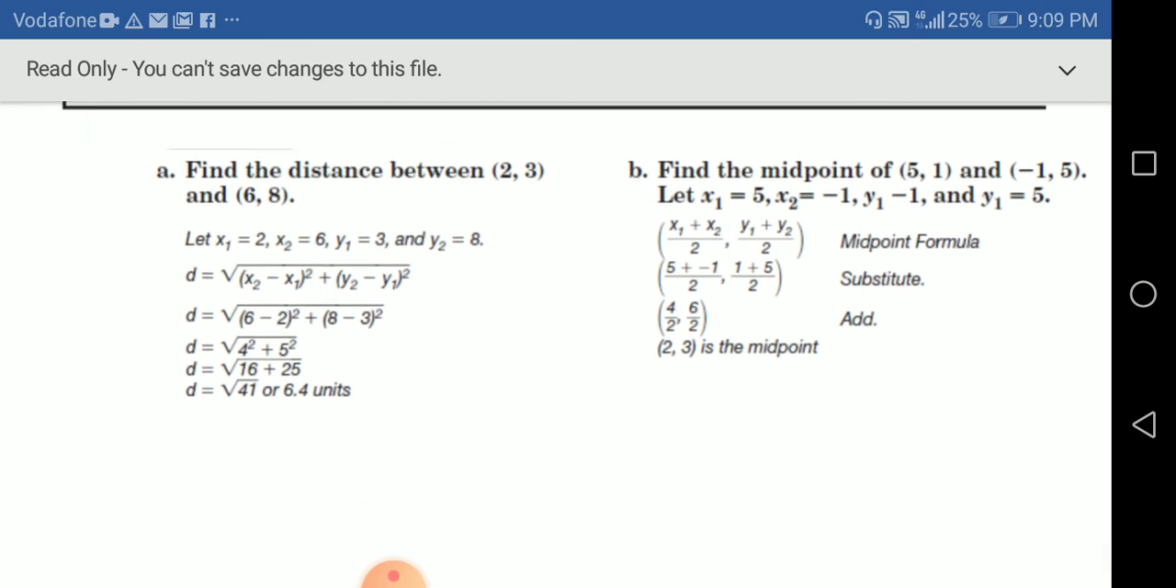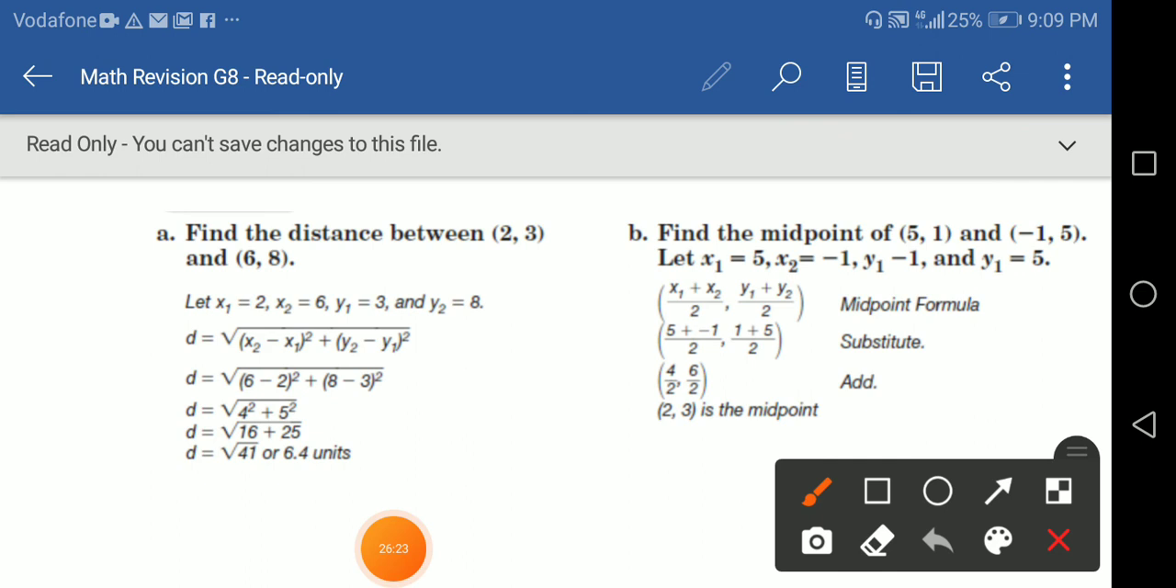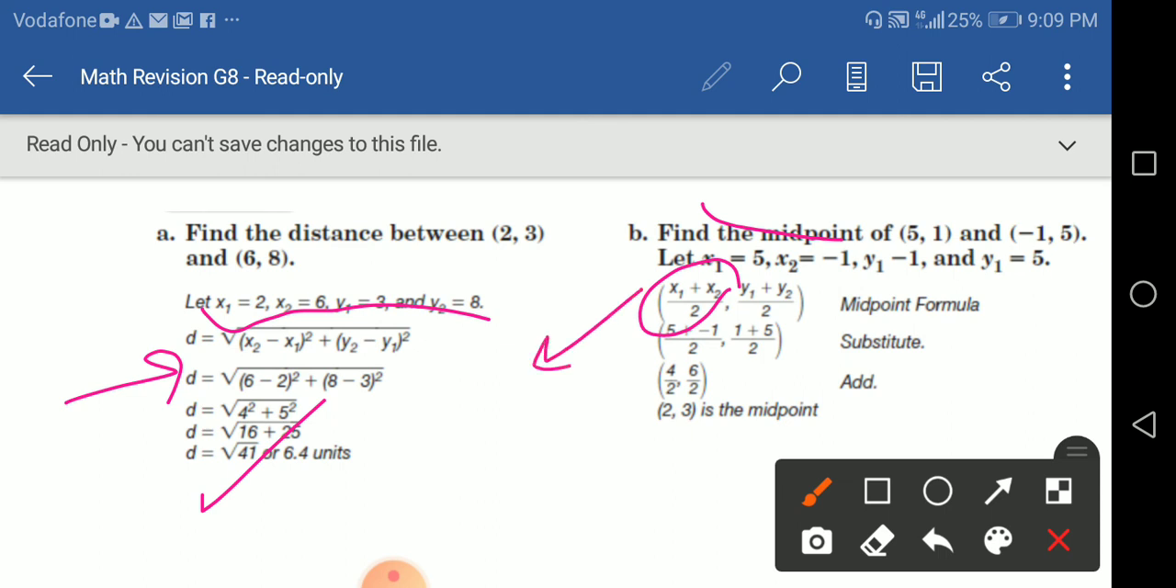What about the last thing we have here? The distance and the midpoint formulas. Remember the distance formula: the square root of x sub 2 minus x sub 1 squared plus y sub 2 minus y sub 1 squared. Substitute the values, it's very easy, and get the answer. The midpoint formula: x sub 1 plus x sub 2 all over 2 gives the midpoint of x, and y sub 1 plus y sub 2 all over 2 gives the midpoint of y, and then write them.